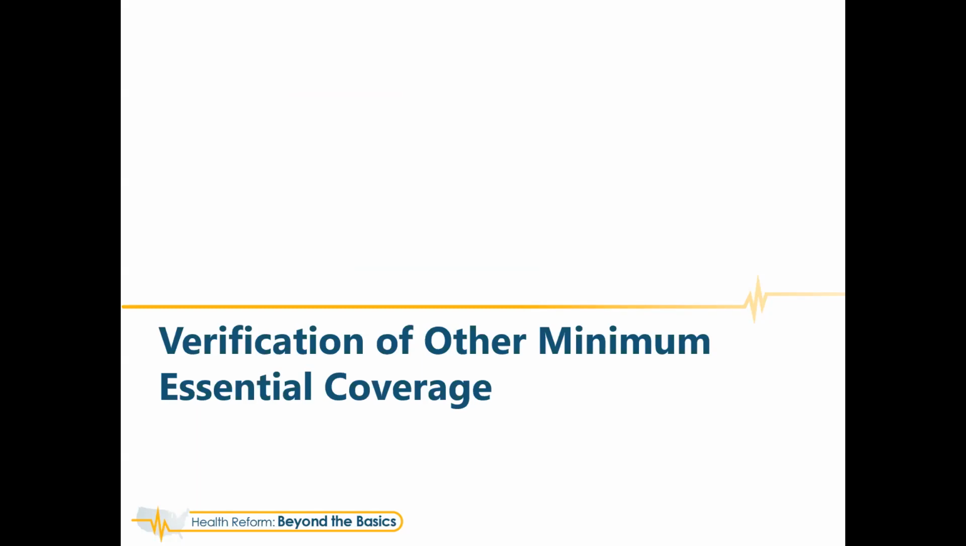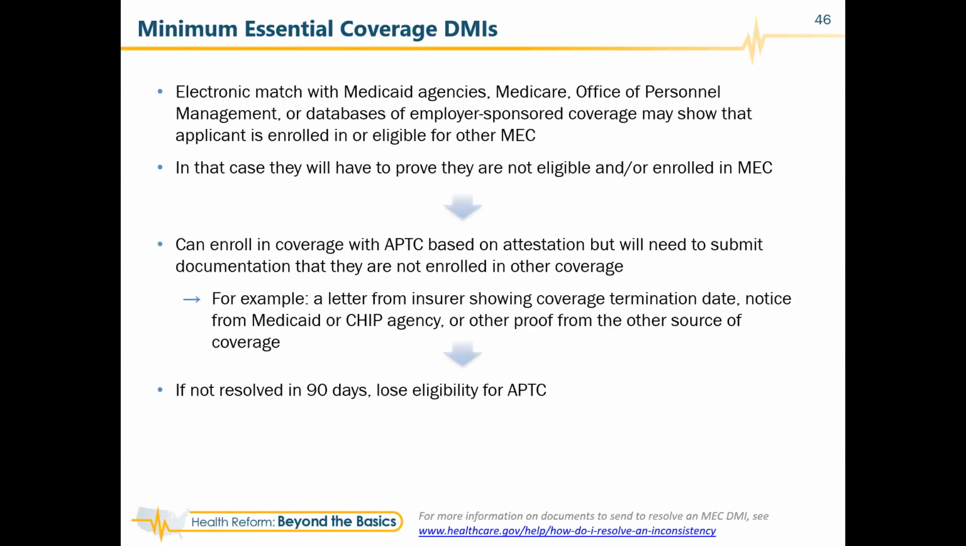So we focused a lot on income verification and citizenship and immigration status verification, but there also is verification of other minimum essential coverage. And we'll spend just a minute on this and then get back to your questions. The Marketplace Hub also electronically matches with Medicaid agencies, Medicare, the Office of Personnel Management, and databases of employer-sponsored coverage to show whether the applicant is enrolled in or eligible for other minimum essential coverage, MEC. In that case, they have to prove that they're not eligible for and or enrolled in MEC.